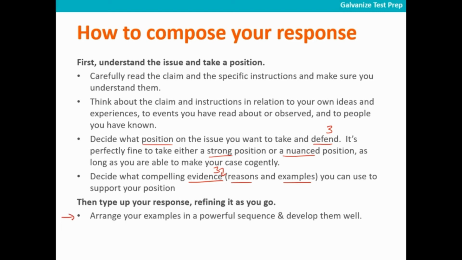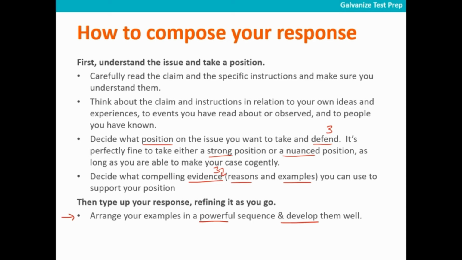Once you're done with your draft, arrange your examples in a powerful sequence. Develop things well. Okay, when I say powerful, make it impactful, make it effective. Take the most compelling example you have and put it at the beginning. Take the next most compelling example you have and put it at the end.